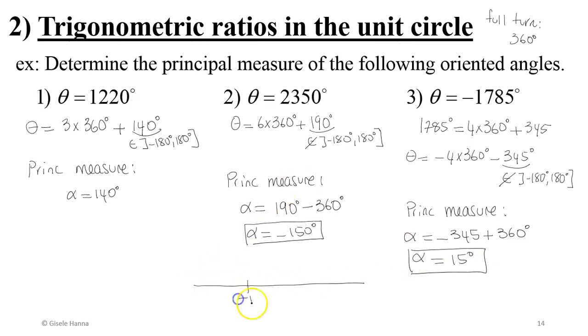Just keep in mind that this is the interval corresponding to principal measures. For example, here I had a 190, so what I did is subtract 360 in order to bring it back to the interval. Well, this one was a negative 345, so what I did is add 360 in order to bring it back into the interval. So this is why you'd go by the opposite operation, because over here if you subtract 360, you'd be going further than the interval, so you would not be going back to the interval.